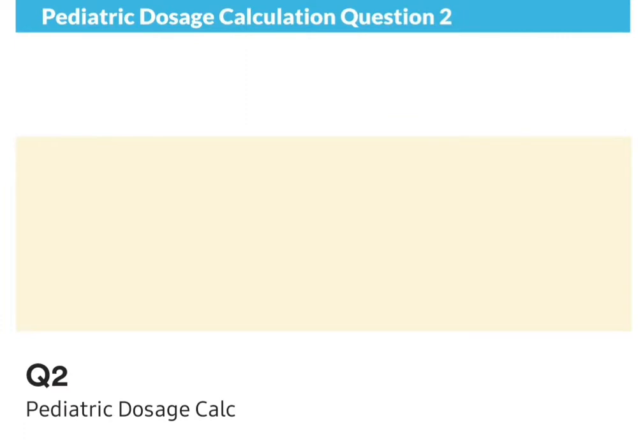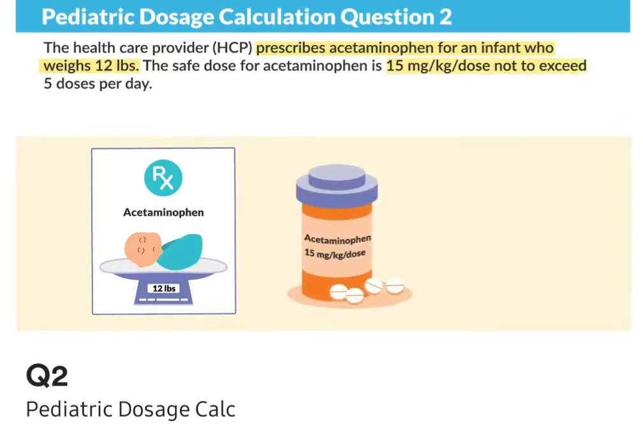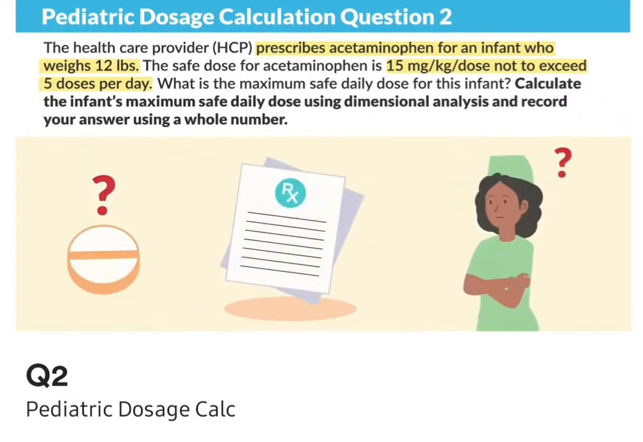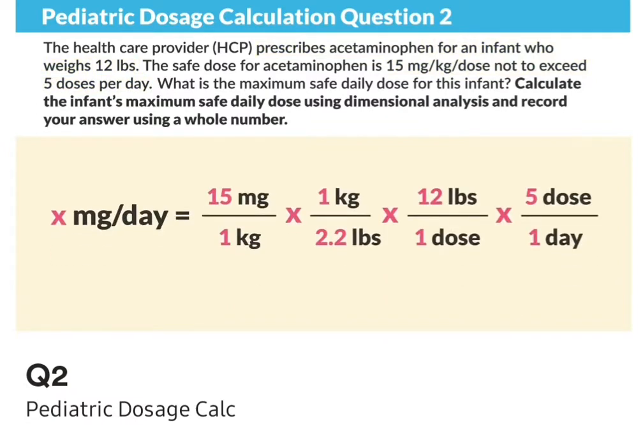Now, moving on to question 2. The healthcare provider prescribes acetaminophen for an infant who weighs 12 pounds. So 12 pounds, we're obviously going to have to convert that to kilograms. The safe dose for acetaminophen is 15 milligrams per kilogram per dose, not to exceed 5 doses per day. So the question's asking, what is the maximum safe daily dose for the infant? And we have to calculate the infant's maximum safe daily dose using dimensional analysis and record the answer using a whole number here.